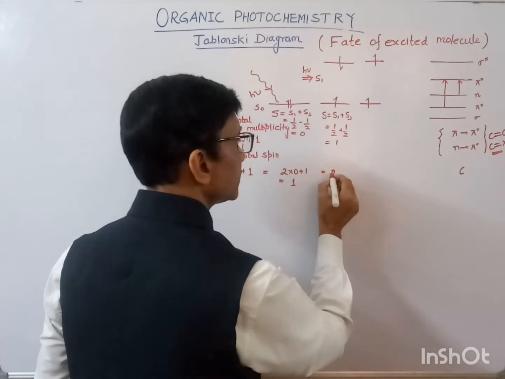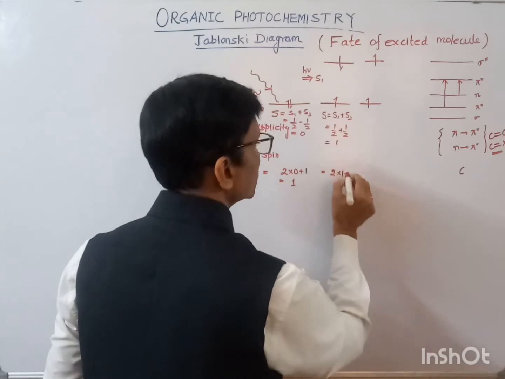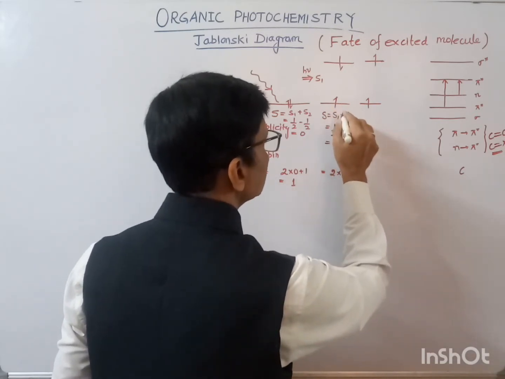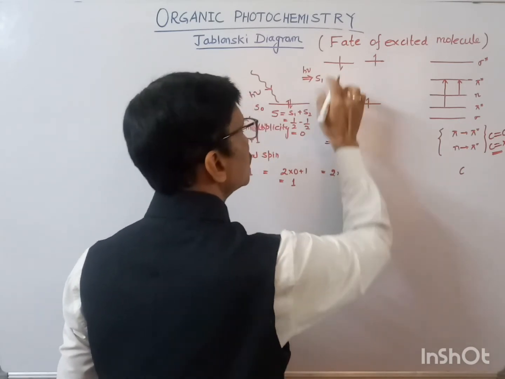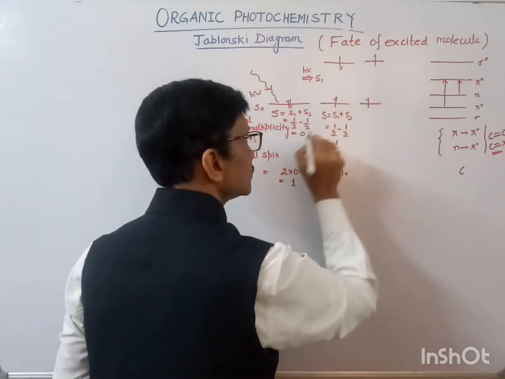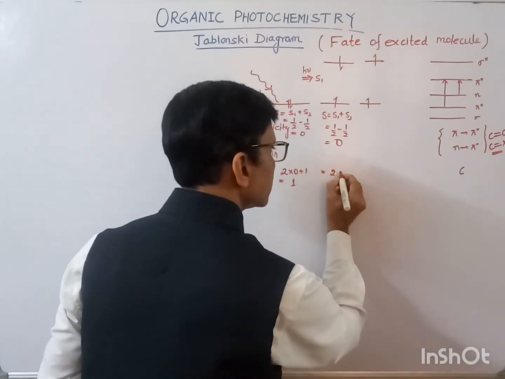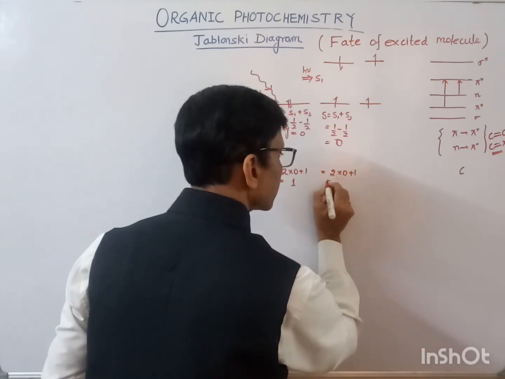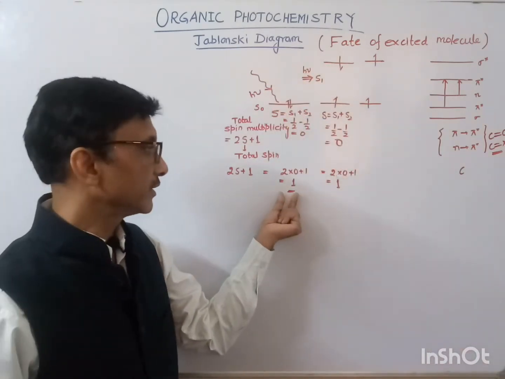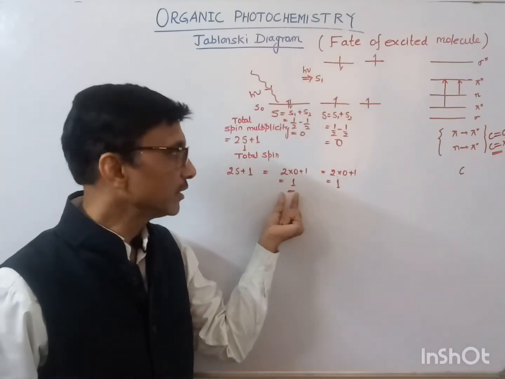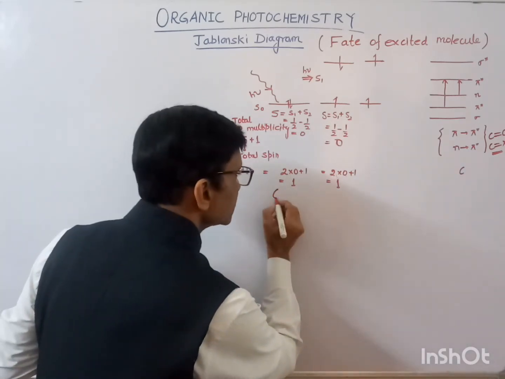So total spin multiplicity is equal to 2 multiplied by S plus 1. Here the two spins are in opposite directions, so it is half minus half, which comes out to be 0, and 2 multiplied by 0 plus 1 comes out to be 1. So in the ground state, the total spin multiplicity is 1.